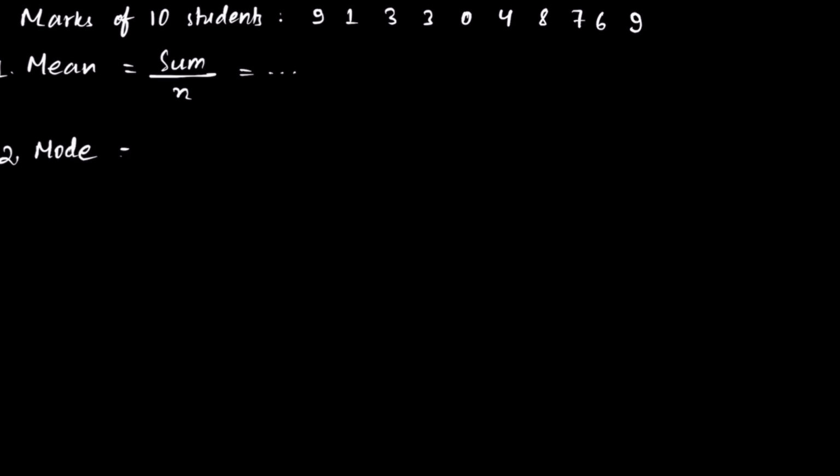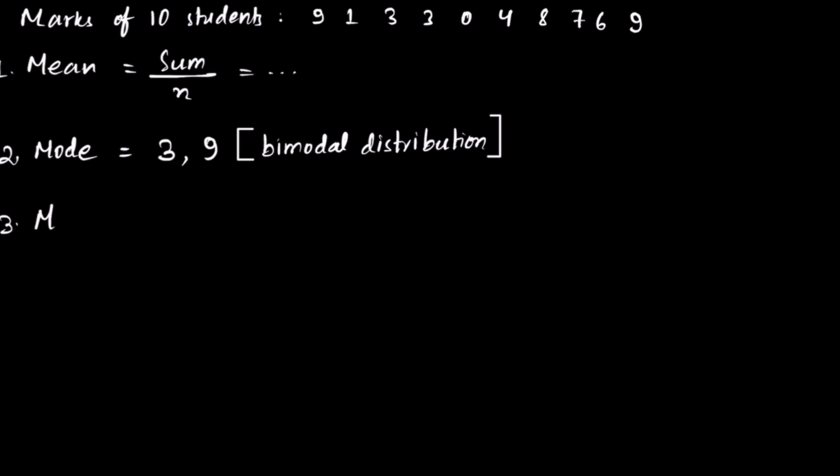In order to find the mode, you need to find the data that is most frequently found. There's your 3 that has occurred twice. However, there's also your 9 that has occurred twice. So in this case, you have two different modes, 3 and 9. This kind of distribution is called a bimodal distribution due to the presence of two modes. Whenever there is more than one mode, you call it a polymodal distribution. And the final question is to find the median. Let's first arrange this in ascending order.